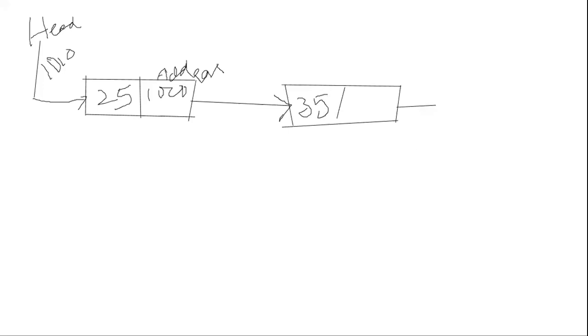So here I'll give 35. Now you tell me what is the address it will hold. The address of the next node, ma'am. This is circular linked list, CLL. What is the address of next? 1010. Because it always points to the address of the first node. The address of the first node is 1010. This is circular linked list. All of you clear?